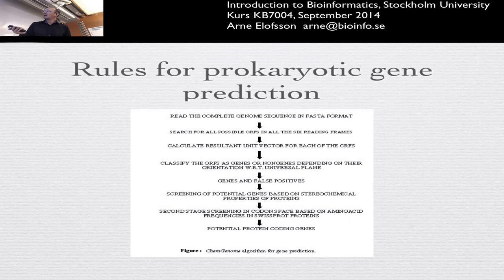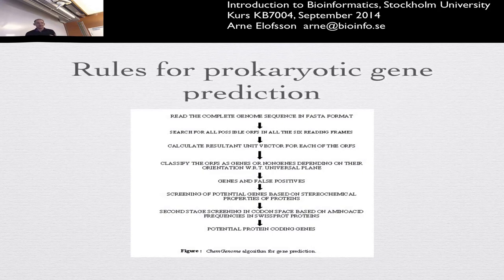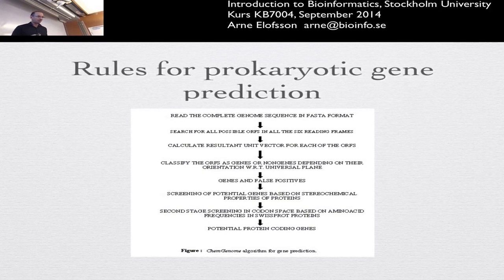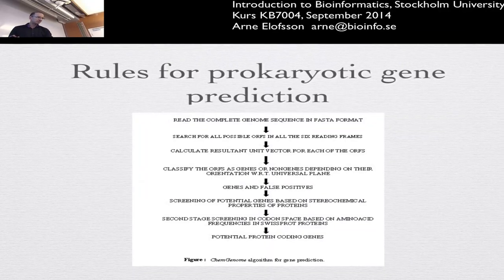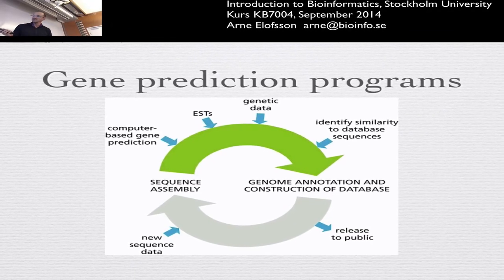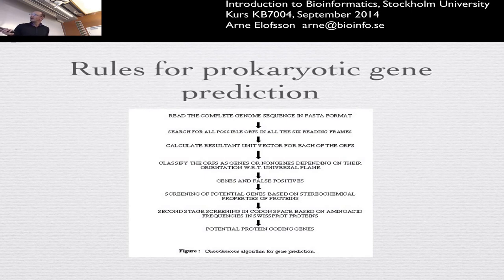You can compare them to other proteins and amino acid frequencies. Do the amino acid frequencies really relate to this? Is it a very random amino acid sequence, or is it something you would expect? You can look for this in other databases, where you ask: is it similar to something I've seen before? Can I annotate it, etc.? And at the end, you come out with some potential protein coding genes.